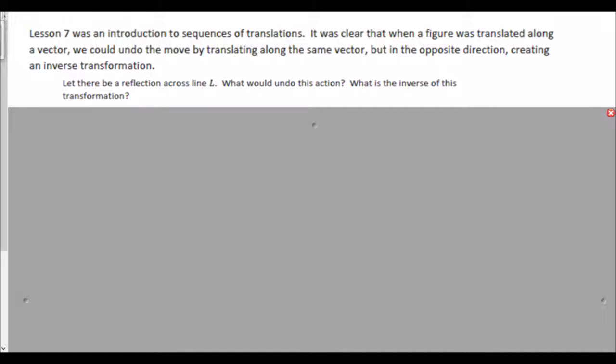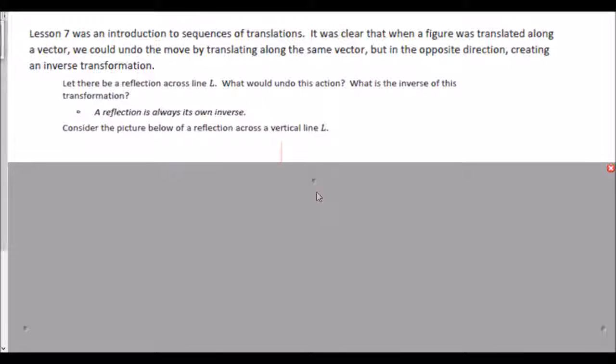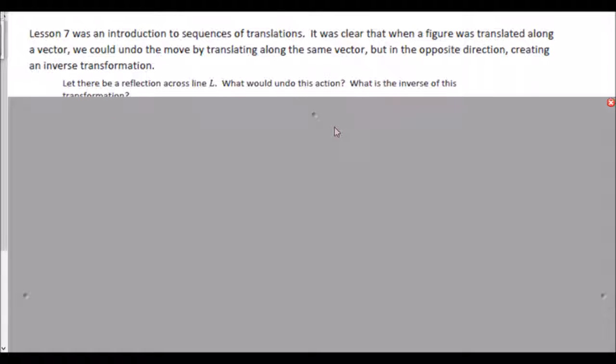So since we know that can happen, can you undo a reflection? Can we sequence more than one reflection? Well, sure. You can reflect it along an x-axis and then along the y-axis, so you could sequence more than one. But could you undo it? What would undo this action?